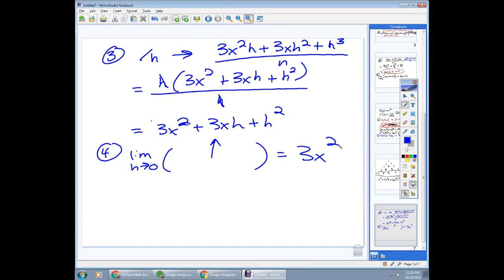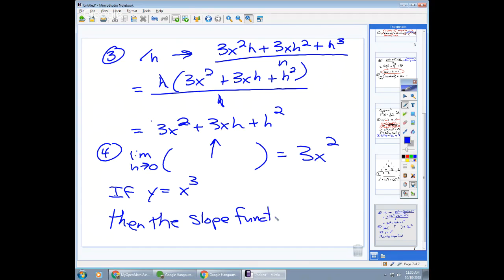So that is the slope function. So if y equals x cubed, then the slope function is 3x squared. So we're going to look at a graph, see if that works for us.